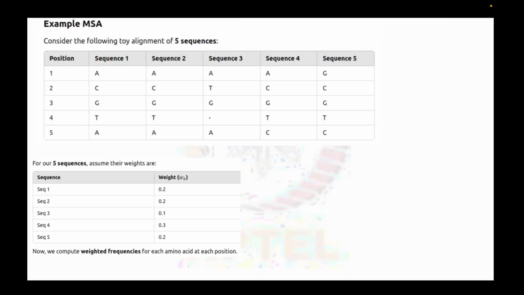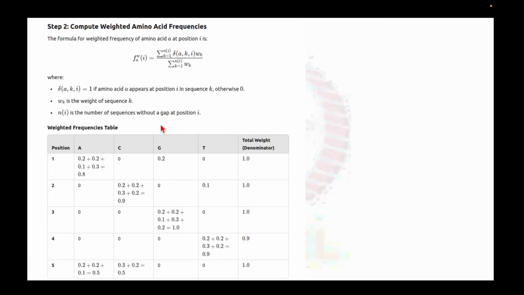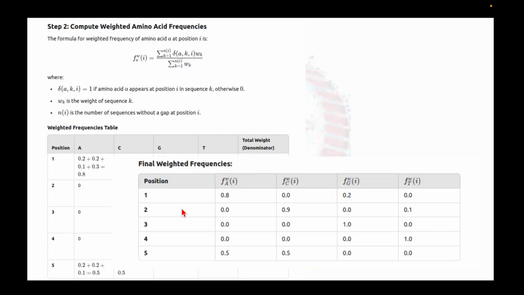I have also made a sample example for calculating weighted frequencies of amino acids. Here I am considering random weights, given in random order. For sequence 1 and sequence 2 it is 0.2, for sequence 3 it is 0.1, for sequence 4 it is 0.3, and for sequence 5 it is 0.2. Then I apply the formula according to the weighted frequency table. For each nucleotide in every position it has been calculated. So this is finally the weighted frequencies for the 4 nucleotides.